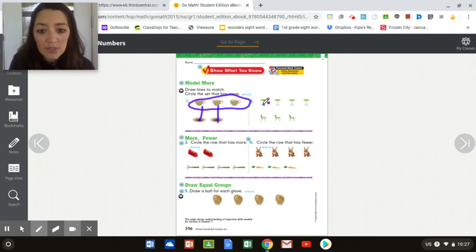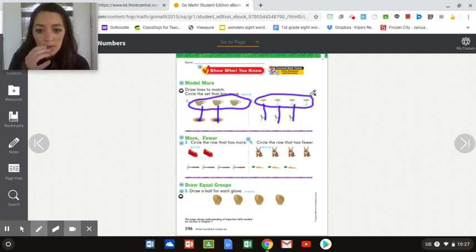Same with number 2. You're going to match the lines, the tables to the chairs, and we need to figure out which one has more. Uh-oh, there's not enough chairs. So this means that this is greater. There's a greater number of tables than there are chairs.